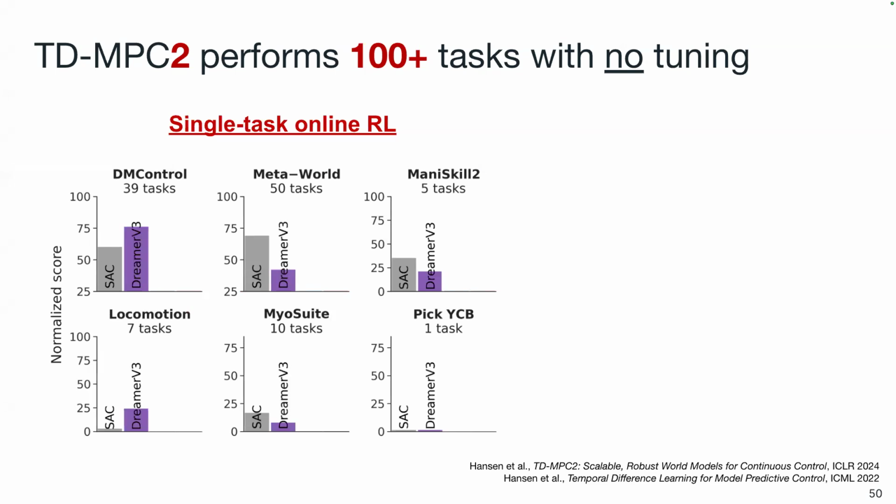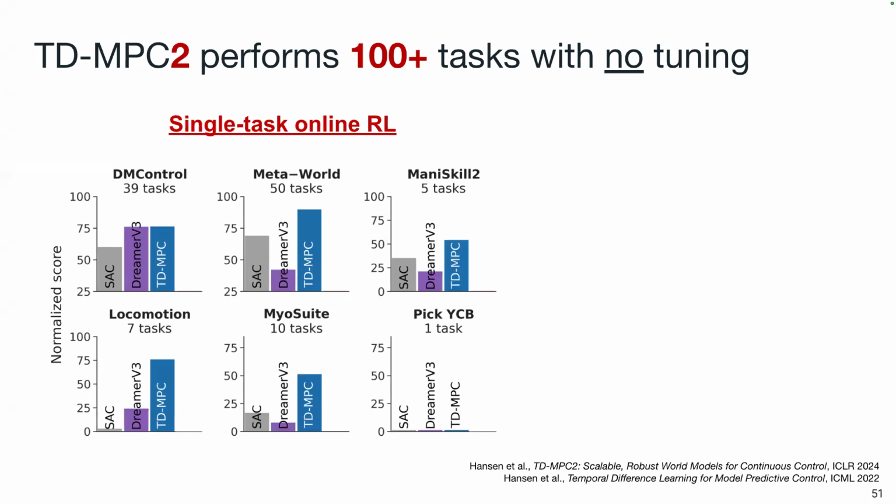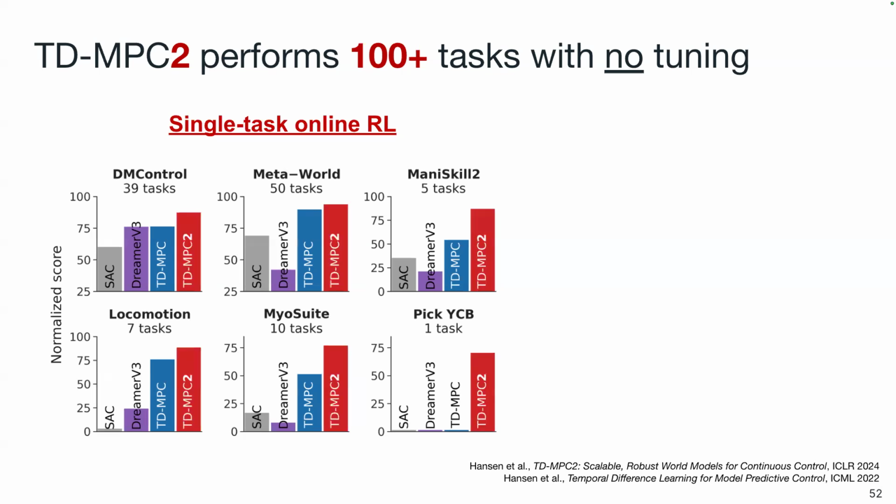So we compare against some different algorithms like Soft Actor-Critic, Dreamer V3, and I think the most interesting comparison is the first iteration of TD-MPC. So this TD-MPC result was actually tuned for all of these tasks, which is very, very tedious. With TD-MPC2, with these new changes that we made, we're able to match or beat that performance without any tuning. So this is a big step up if you want to apply it to something like a real robot.